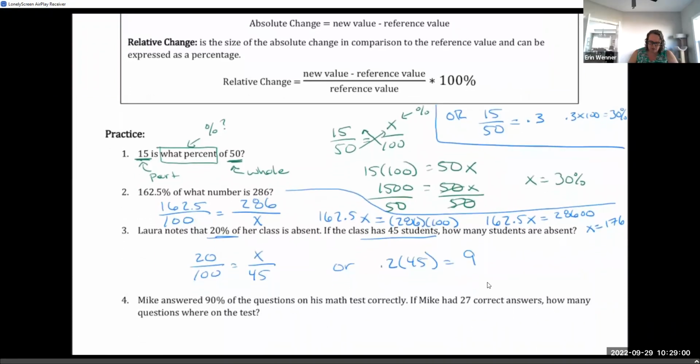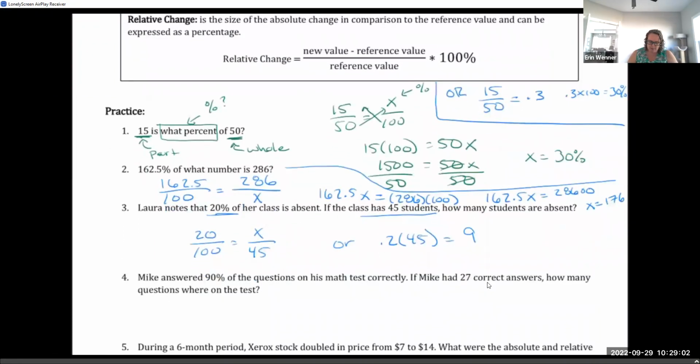So I want you guys to try number 4. It says Mike answered 90% of the questions on his math test correctly. If Mike had 27 correct answers, how many questions were on the test?